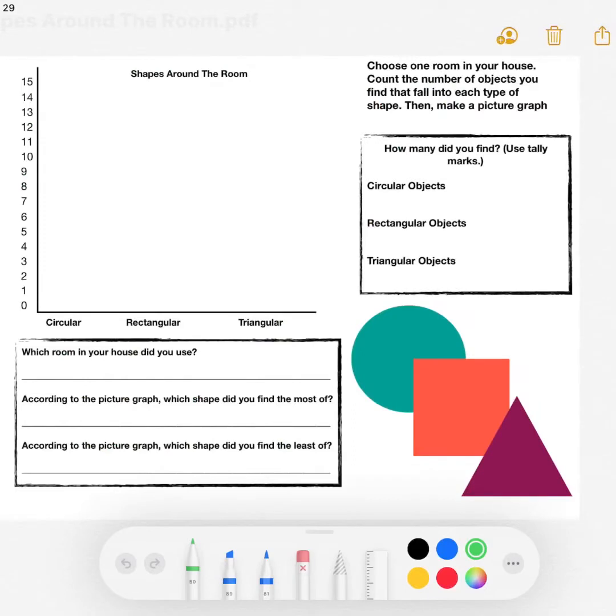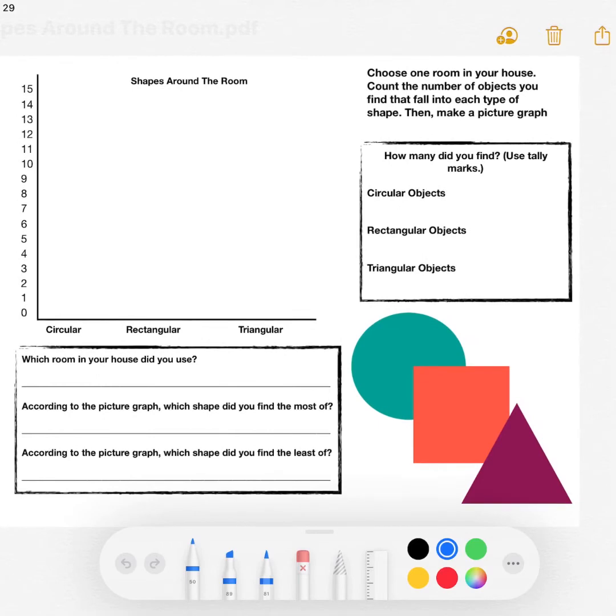Today, your assignment is going to be to create your own picture graph, and you're going to do that around your house. So you're going to choose one room in your house, and then you're going to count the number of objects you find that fall into each type of shape. So that would be things like circular objects, rectangular objects, and triangular objects.